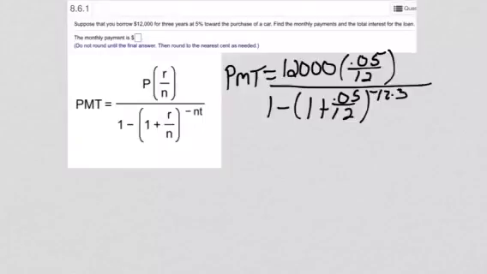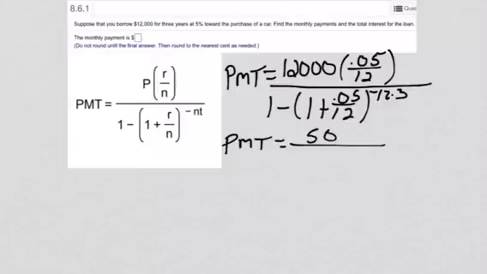Alright, now we're just going to simplify this as much as possible, and you want to make sure that when you see decimals you don't round unless you have to. Try to make sure rounding is the last thing you do, at the very end. So we have PMT equals 12,000 times 0.05 divided by 12, which is 50.